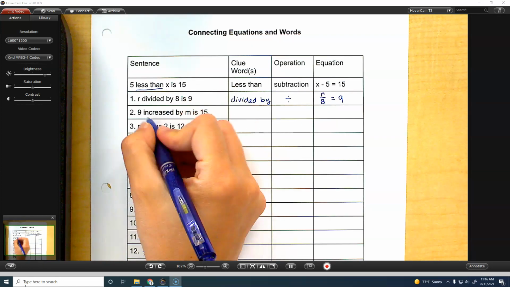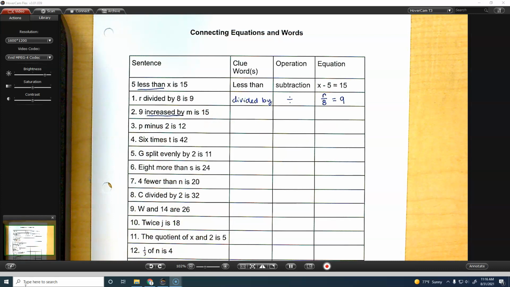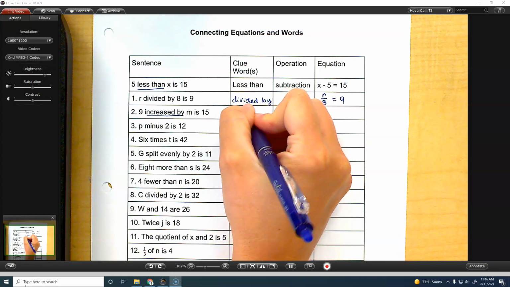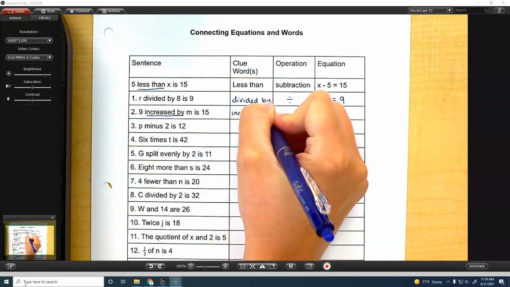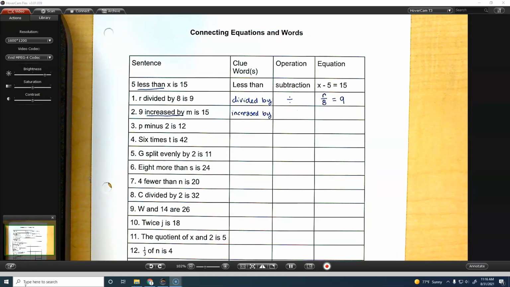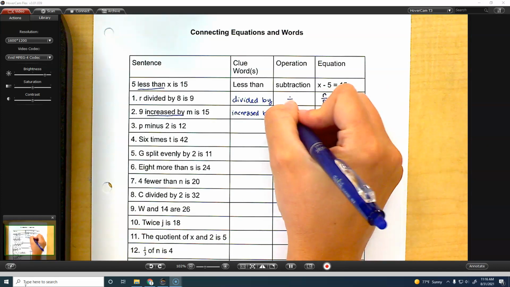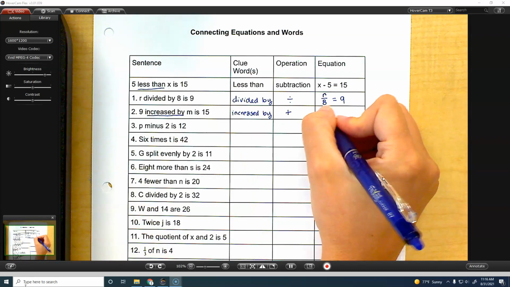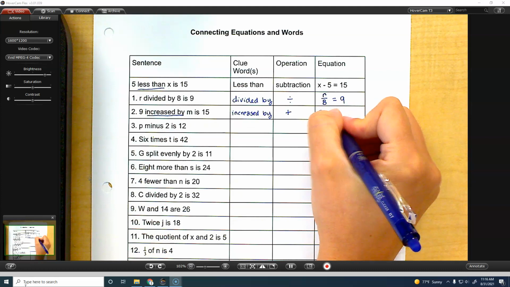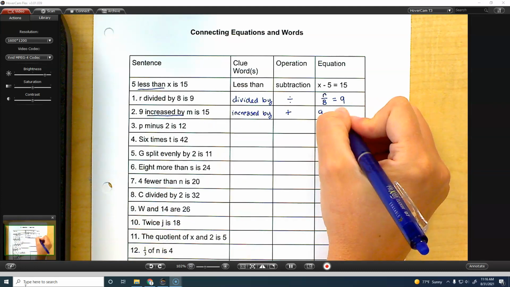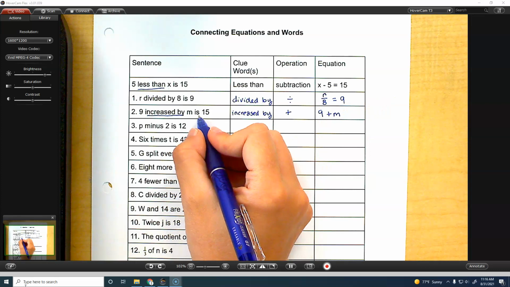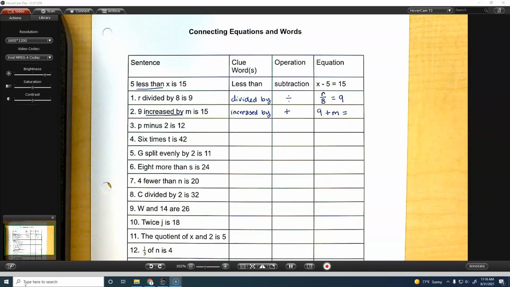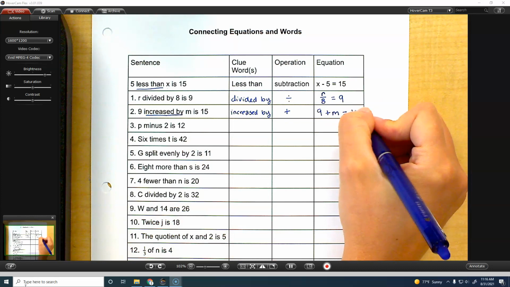Number 2, 9 increased by M is 15. So, increased by is my indicator here. And Marley, what is increased by telling us to do here? It is addition. Very good. And so, in this case, we just go straight across. 9 increased by tells us to put a plus sign. M, it's just going to be this M here. Is tells me equal sign. And then I've got 15 last.